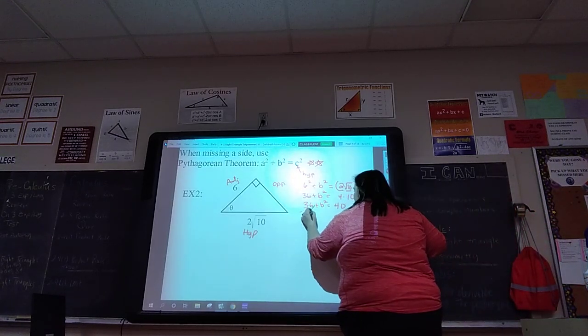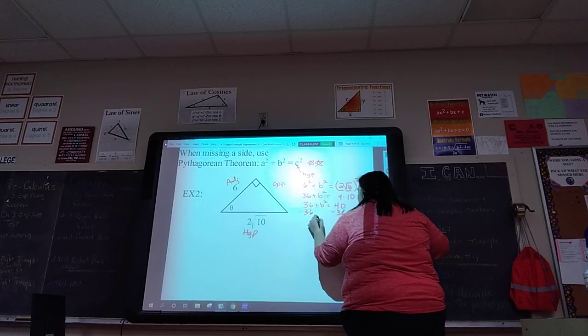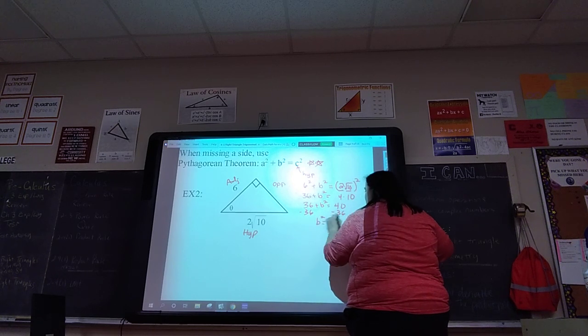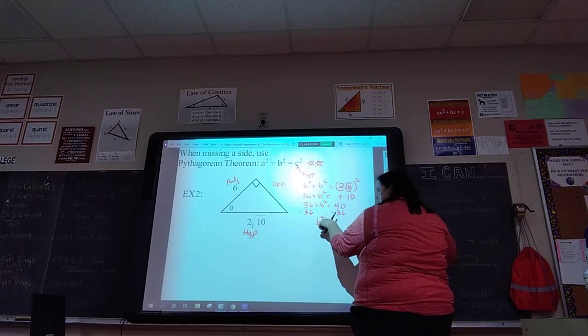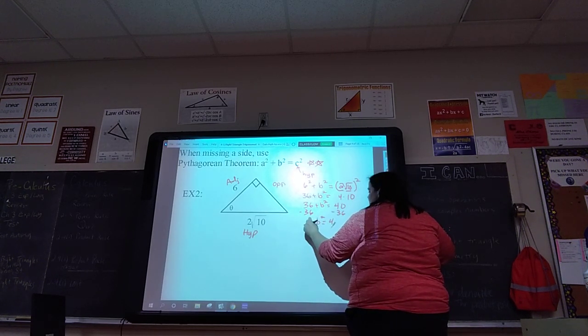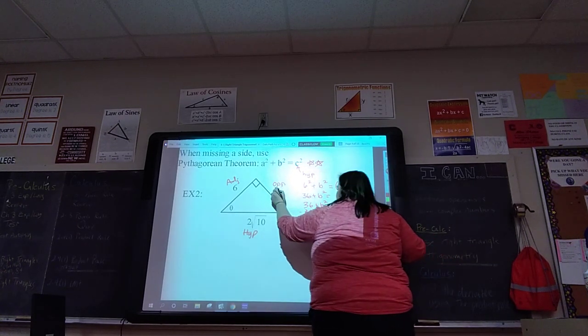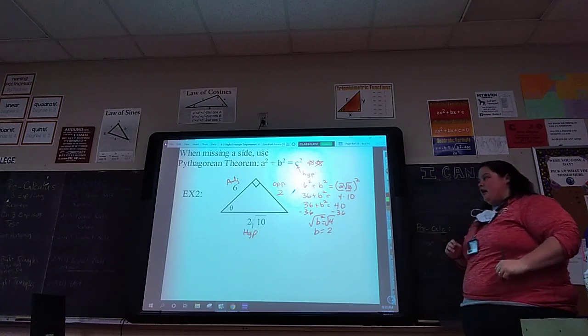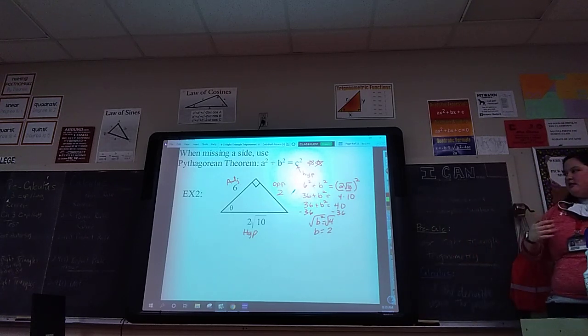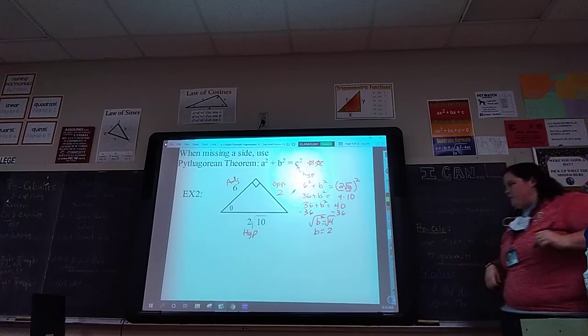So I'm going to subtract the 36 over here. So what's 40 minus 36? 4. And so then how do we get rid of that squared? Square root it. So what's my B? 2. Okay? So that means my opposite is 2. So now I know all 3 sides, so I can write all 6 ratios.